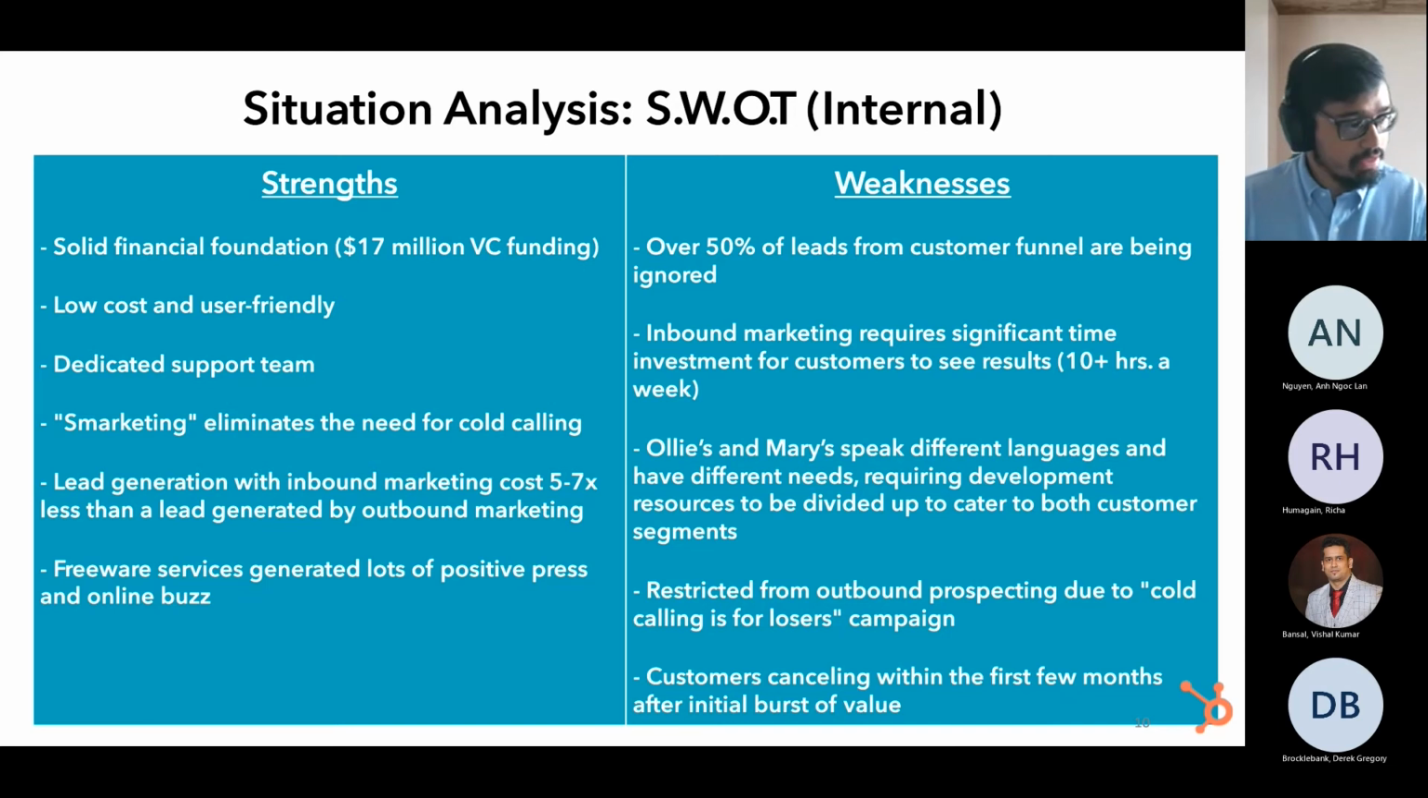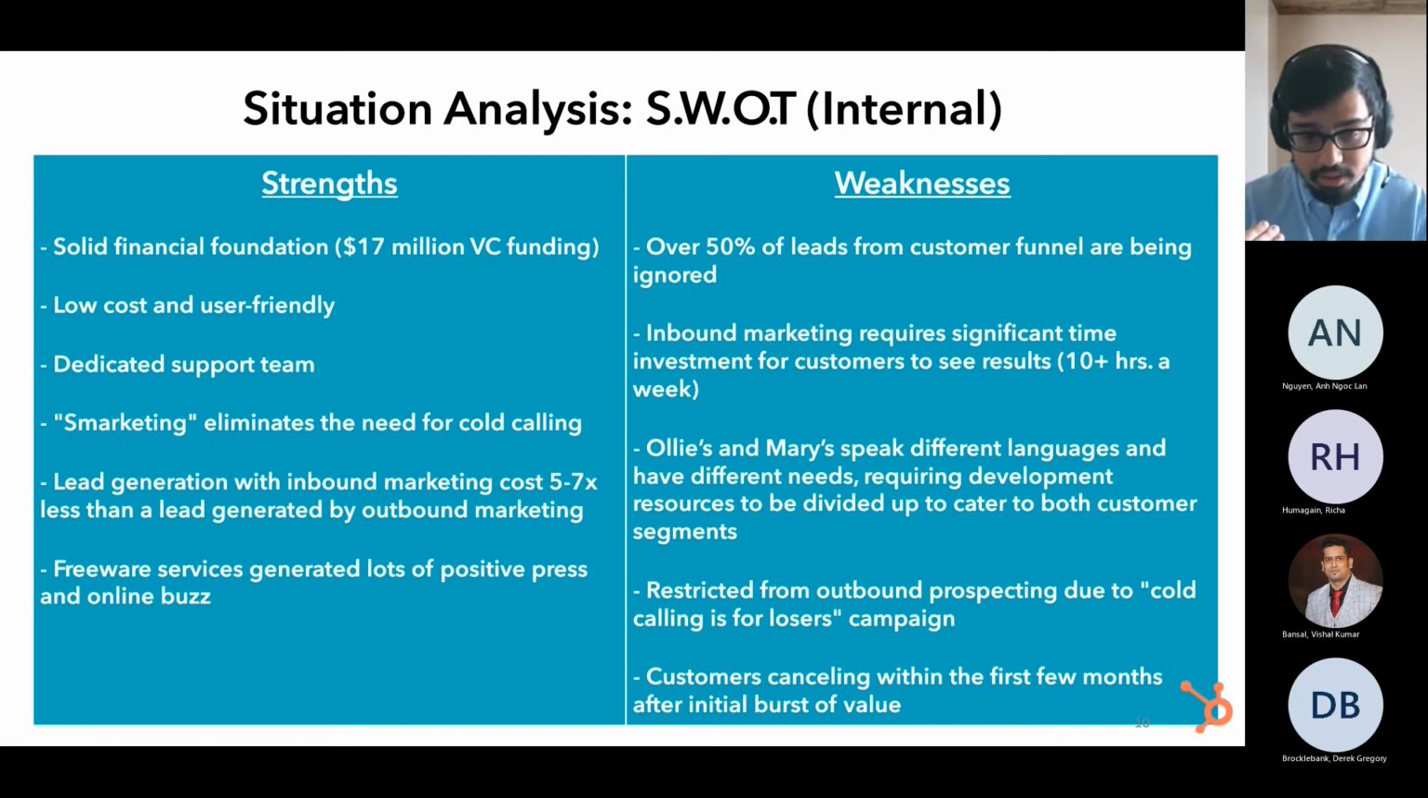And our weaknesses: over 50% of our leads from customers are being ignored. Our inbound marketing requires a significant time investment for customers to see meaningful results, around 10 plus hours a week. And our Owner Ollies and Marketing Marys speak different languages and have different needs, requiring development resources to be divided up to cater to both customer segments.